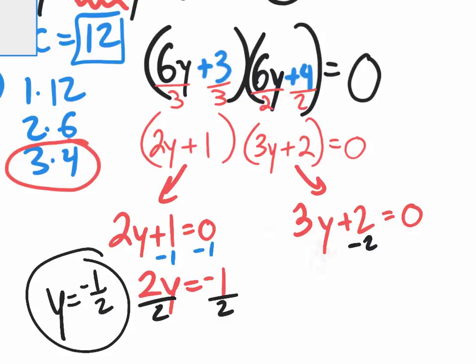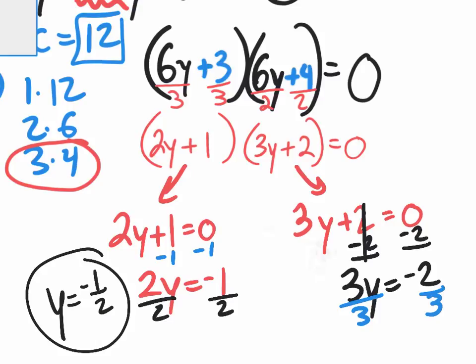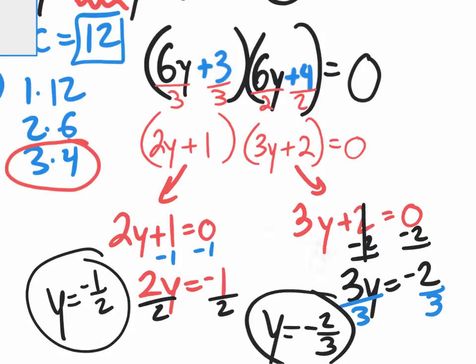The other one, subtract 2. We get 3y equals negative 2. Final step, divide by 3, divide by 3. And y equals negative 2/3. Those are your two answers.